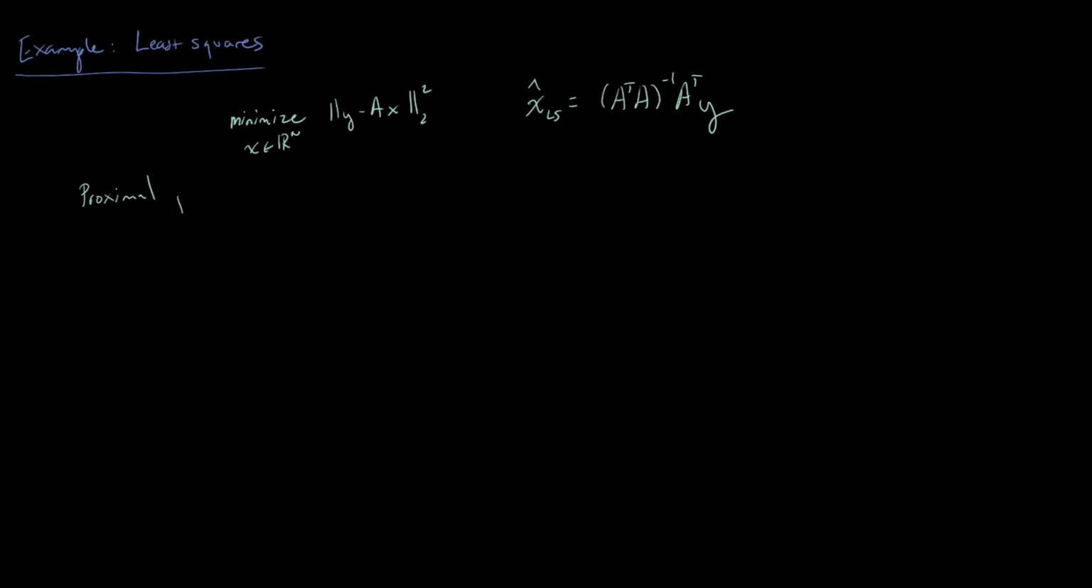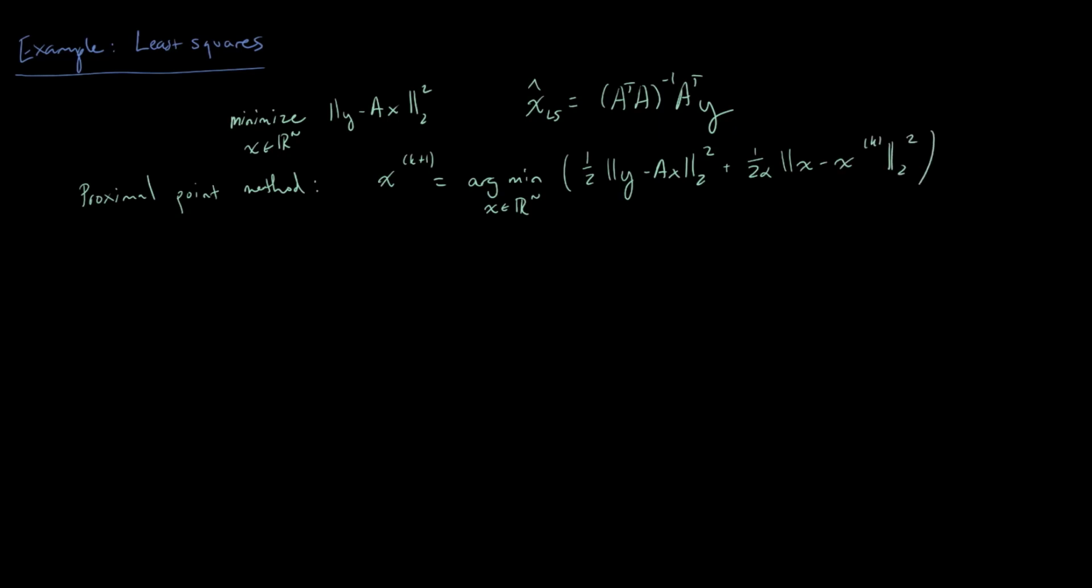So what would the proximal point method do here? The proximal point method would have a core iteration that just looks at solving this regularized least squares problem. This looks almost like Tikhonov regularization. The only difference is that we have the norm squared of x minus xk instead of just the norm squared of x. But using the same approach, we can get a closed form solution for what this is going to look like.